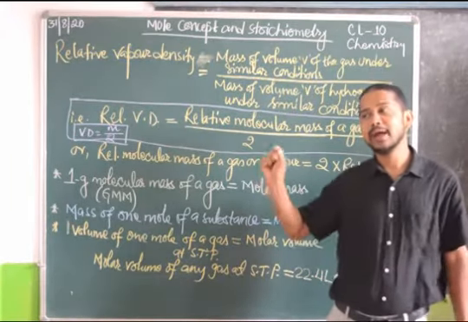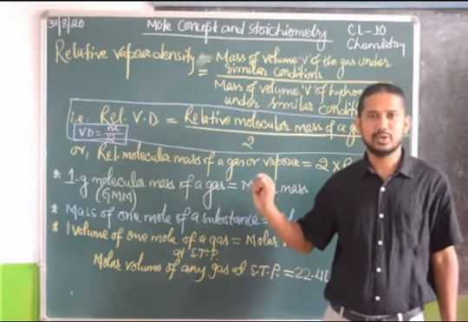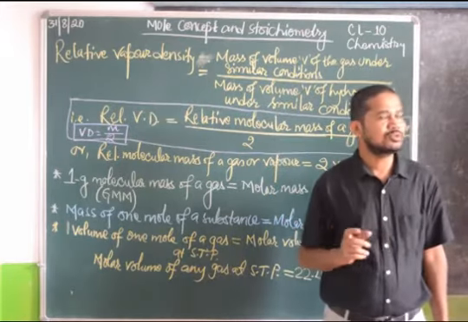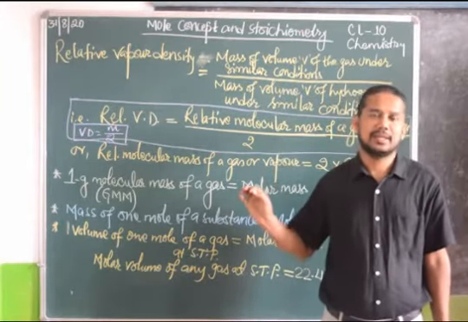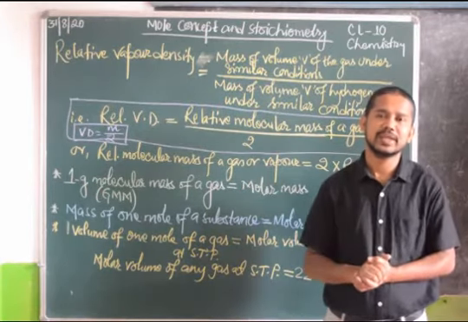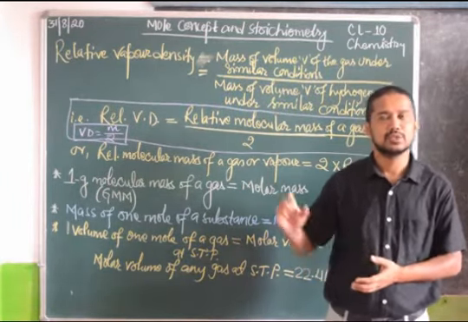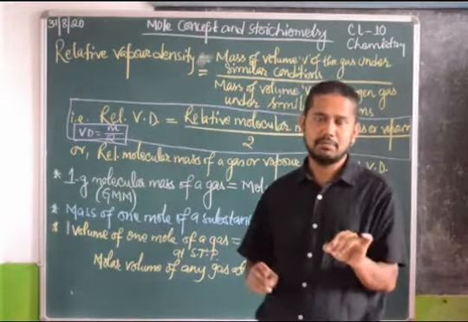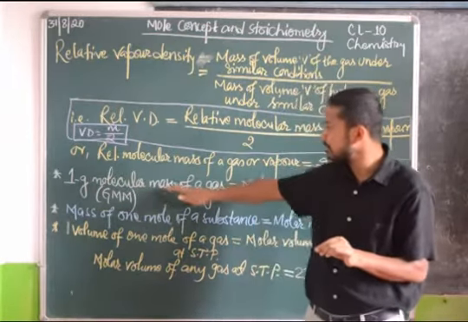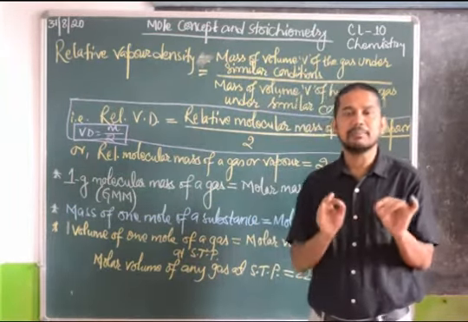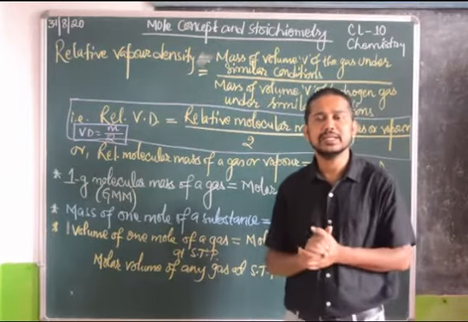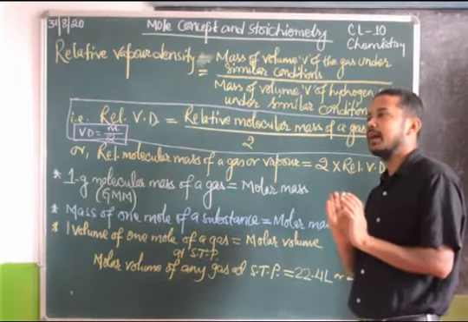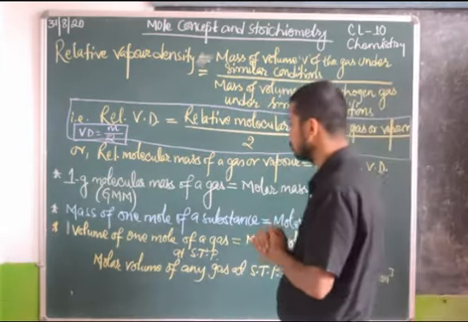That means 1 molecule of carbon dioxide weighs 44 AMU, but 6.02 into 10 to the power 23 molecules of carbon dioxide weighs 44 gram. So relative molecular mass is mass of a molecule, but gram molecular mass or 1 gram molecular mass is mass of 6 into 10 to the power 23 molecules. So that is to be learned, that you need to know.